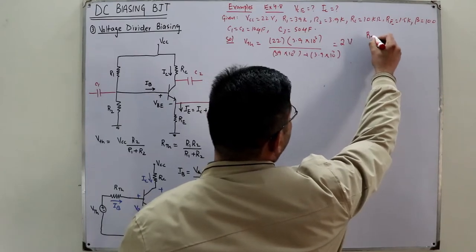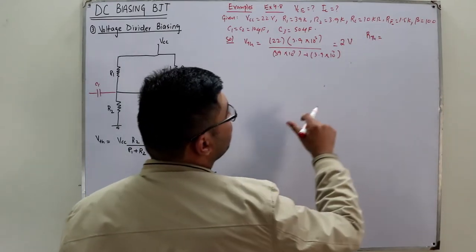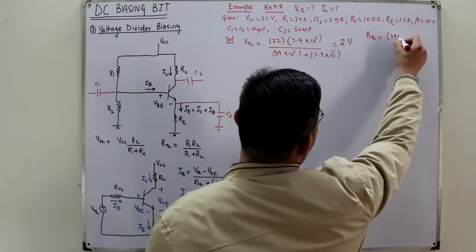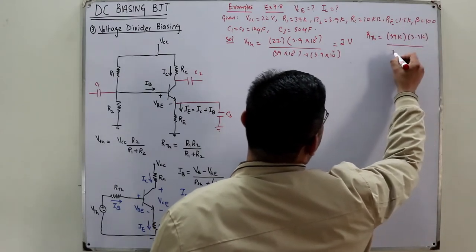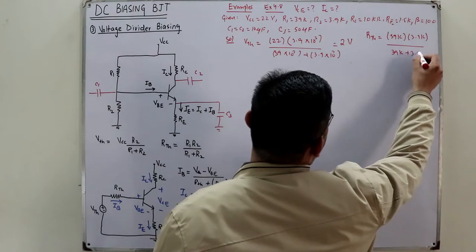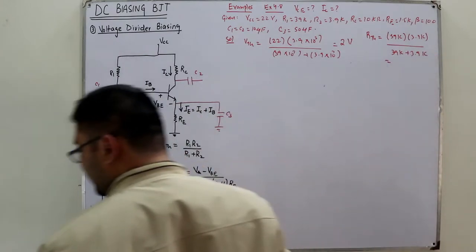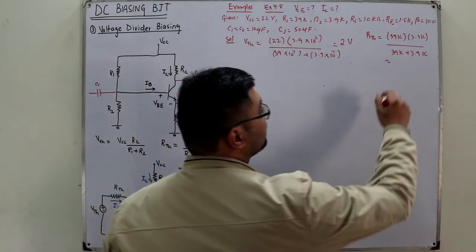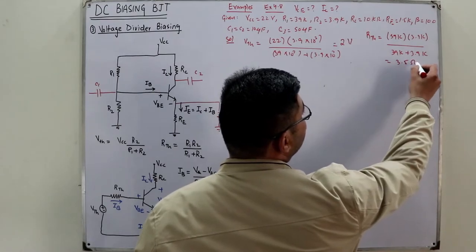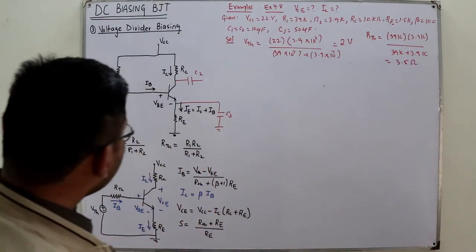RThevenin is a parallel combination of the two. R1 into R2, 39 kilo into 3.9 kilo, divided by 39 kilo plus 3.9 kilo. RThevenin comes out to be 3.5 kilo ohms, right?